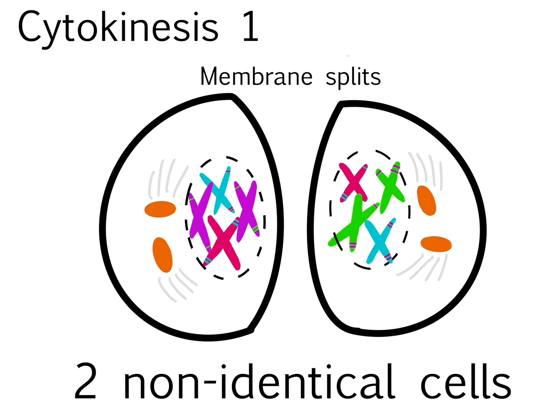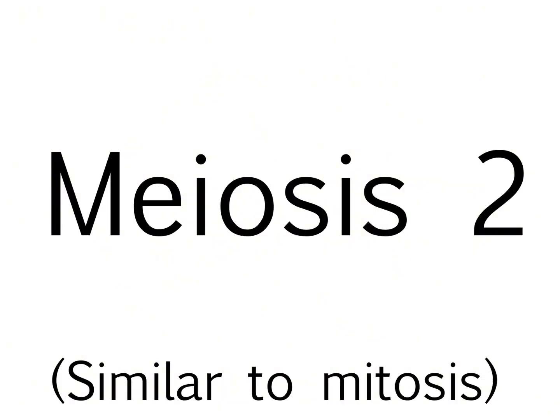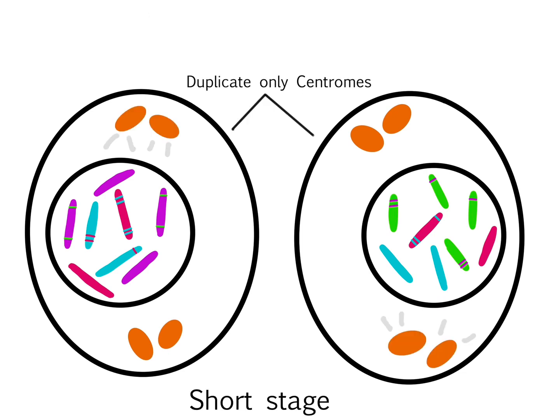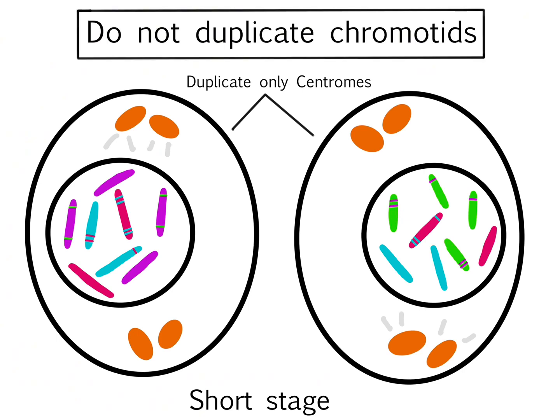Meiosis 2 is when chromatids are separated into 2 cells. Meiosis 2 is very similar to mitosis. To begin meiosis 2, interphase 2 happens, where only centrioles are replicated, as we want to keep our DNA even, and an even number of chromatids. This stage is very short.